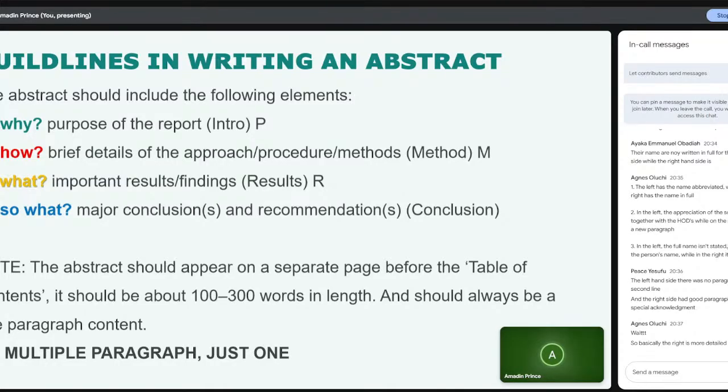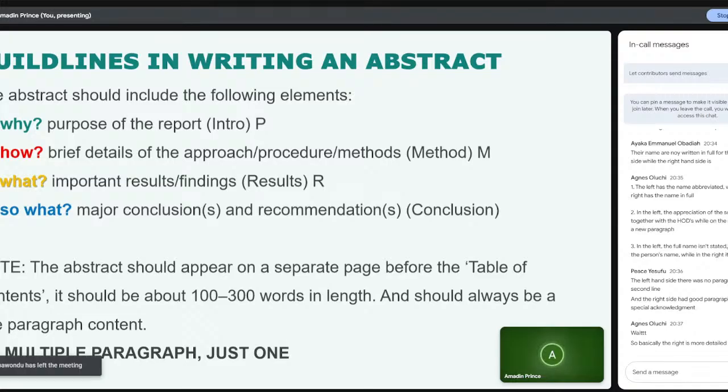So the why, in the sense of the purpose of a report. If I'm writing a report on solar, for instance, I should first of all write why I am writing this report, the purpose of my report. Then you write how, which is the method used in carrying out your report. What are the methods used in carrying out my solar installation?